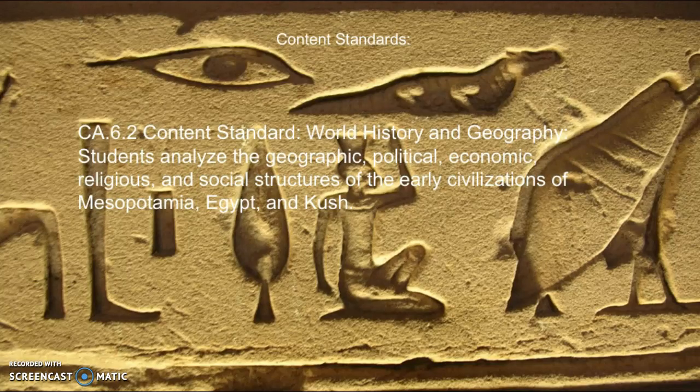The 15-day unit centered around the World History and Geography Content Standard 6.2, focusing on the ancient civilizations, particularly ancient Egypt. This standard has students analyzing geographic, political, economic, religious, and social structures of the early civilizations of the Mesopotamia, Egypt, and Kush. This unit will focus on the students' learning on geography and Egyptian culture and religious aspects, incorporating technology into each lesson.